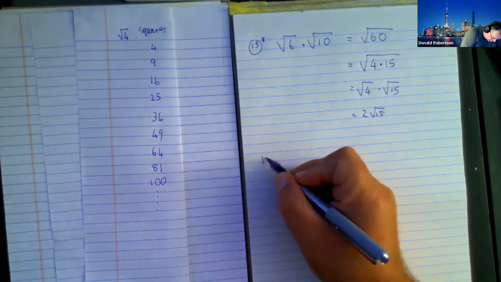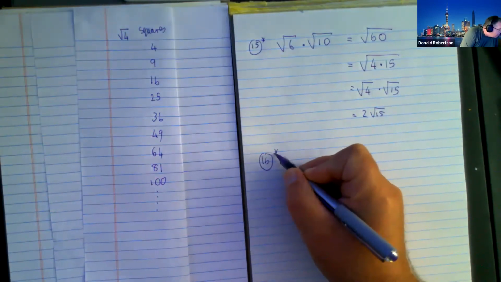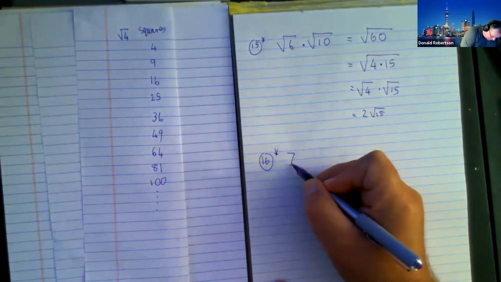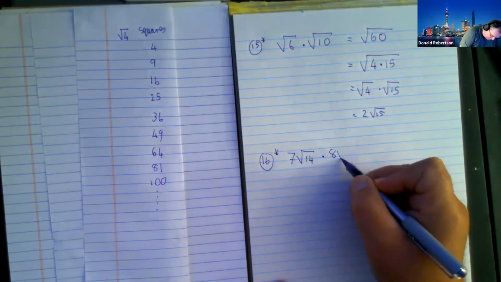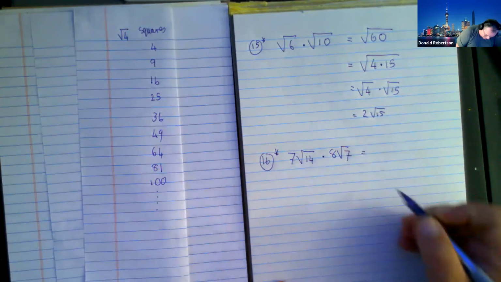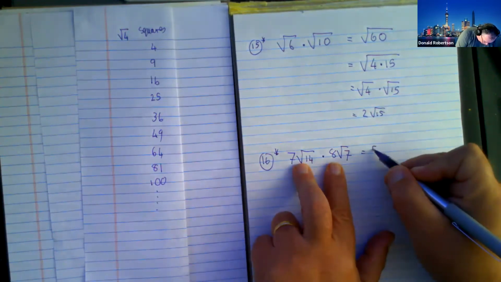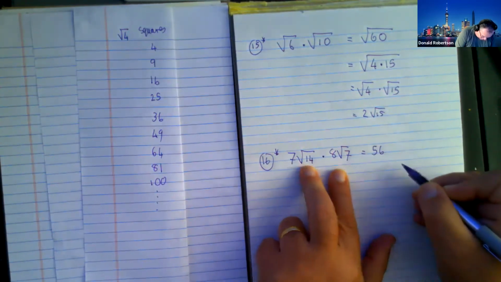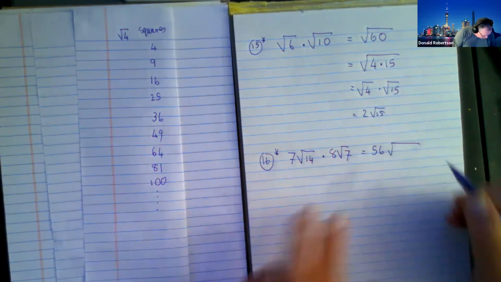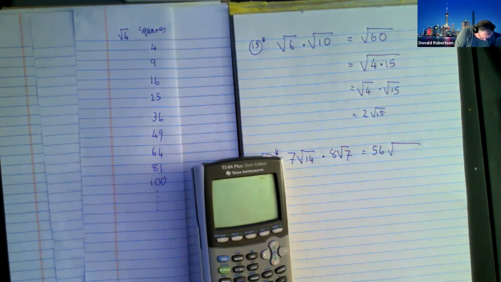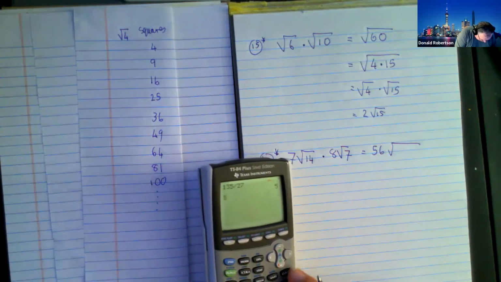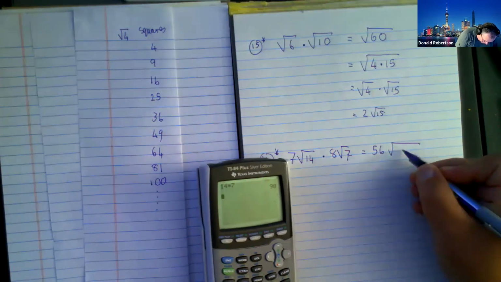So if we try 16, you're going to have 7 times the square root of 14 times 8 times the square root of 7. And what I'm going to do is multiply the 2 numbers together. 7 times 8 is 56. And multiply the 2 square numbers together. So in this case, it's going to be 14 times 7, and I'm going to get 98.